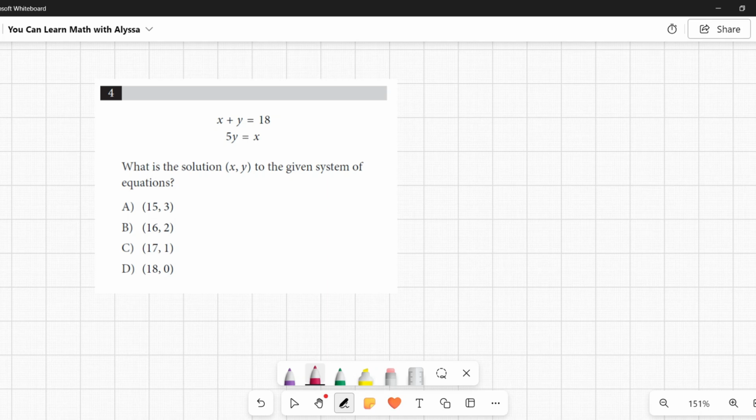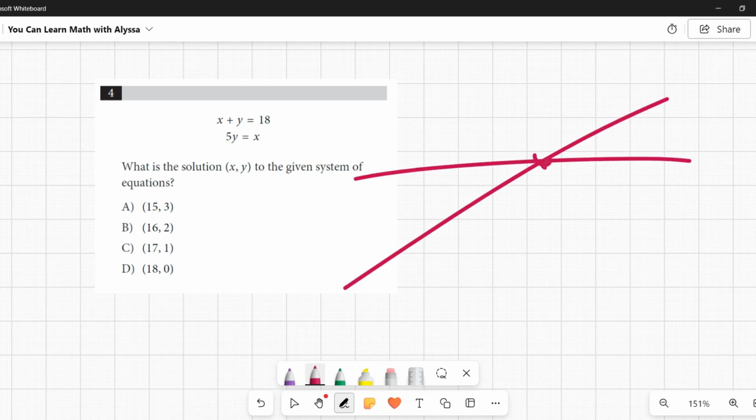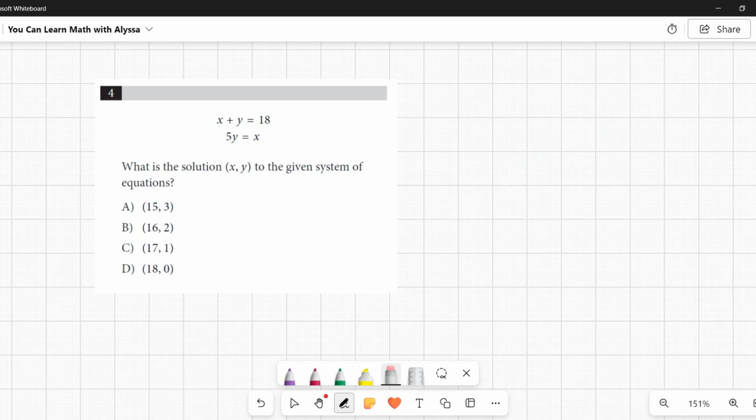Again, if you want to graph this, totally fine. These are both linear because we don't have any x squareds, we just have an x and a y. We're going to have two lines. We're going to be looking for the point where they cross. That is going to be your solution.